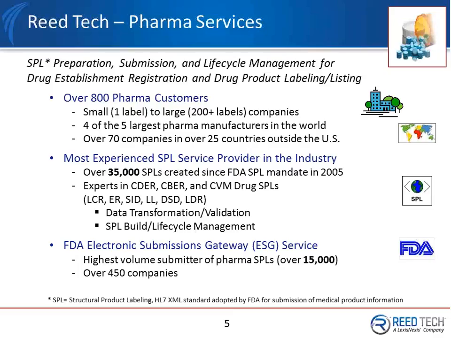Since then, we've broadened our services. We now support several hundred customers, as small as a one label company with one product, up to some of the largest drug manufacturers in the world. And we represent over 70 companies that are located throughout the world. So anyone that's doing a drug listing or labeling submission or registering an establishment or requesting a labeler code in the United States or marketing a product in the United States, we actually do provide the service to create the SPL submission and do the drug establishment registration, company registration, and drug listing here in the United States.